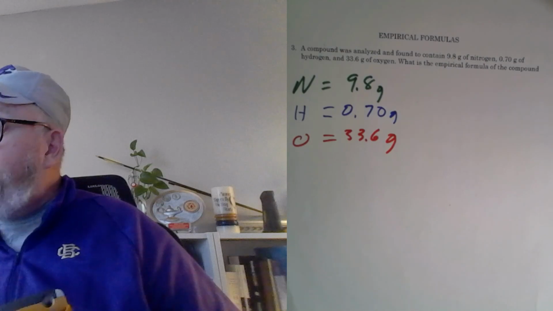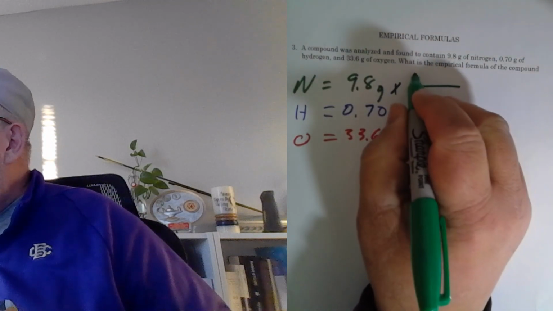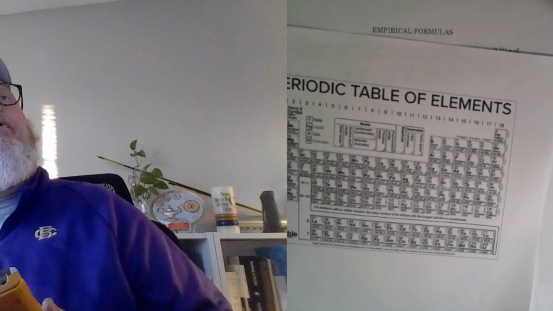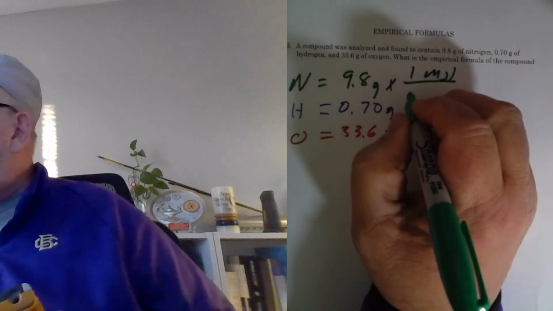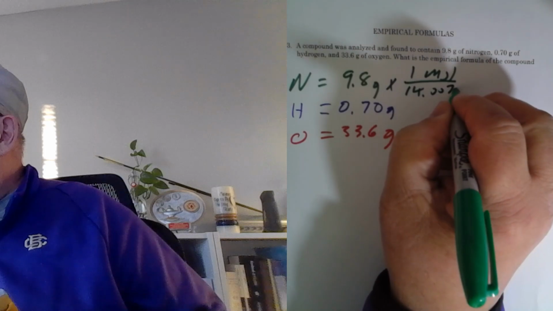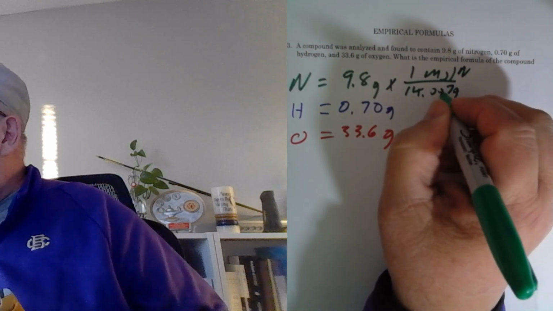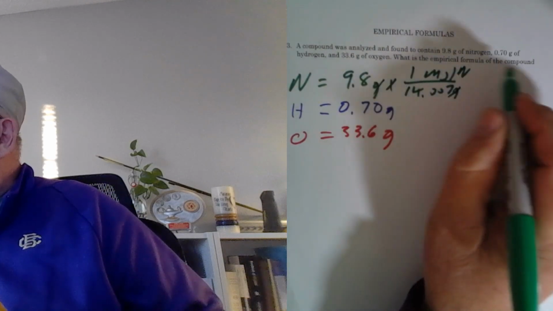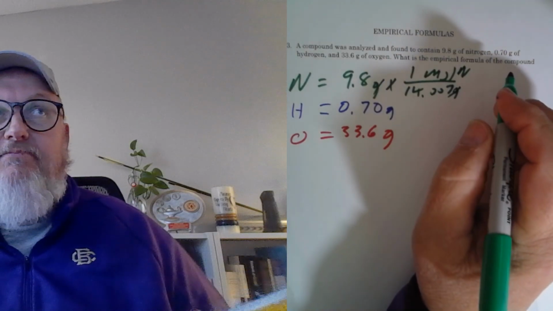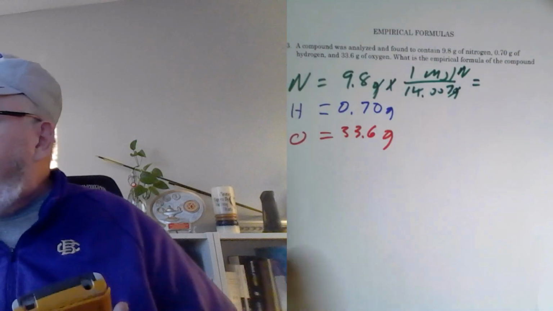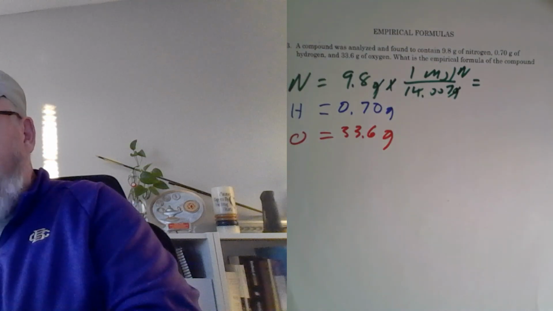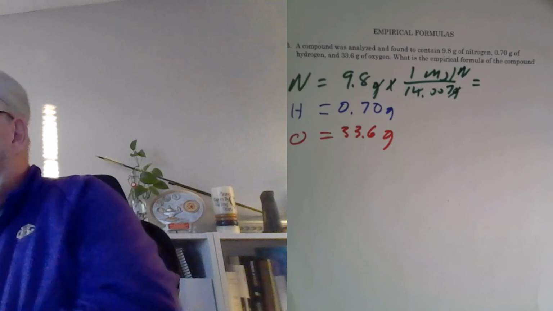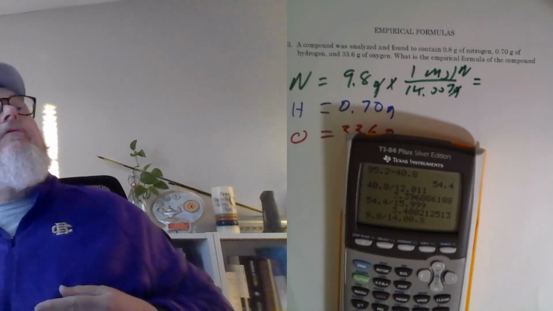So I'm going to multiply nitrogen by the ratio for 1 mole. Look at my periodic table. The table says 14.007 grams. So 1 mole of nitrogen has 14.007 grams. I'm dividing because I want to cancel out the number of grams, and that gives me the right units, and that'll give me my number of moles. Let's do that real quick: 9.8 divided by 14.007.